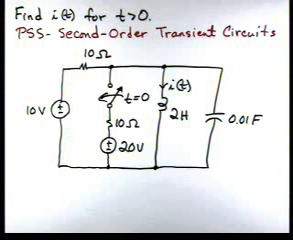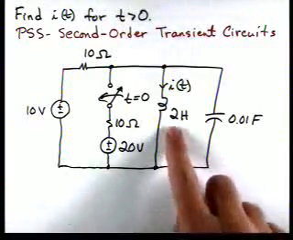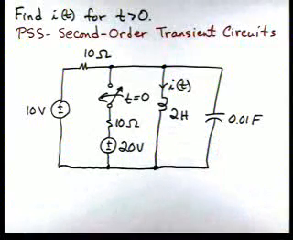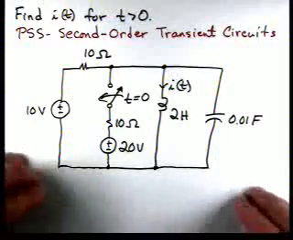In this problem, we want to find I of t for t greater than 0. The switch closes at t equals 0, and we're going to have a second order circuit because we're going to have both the inductor and capacitor in the circuit. So we'll utilize our problem solving strategy entitled second order transient circuits. And to start off, we want to write the differential equation for our circuit.